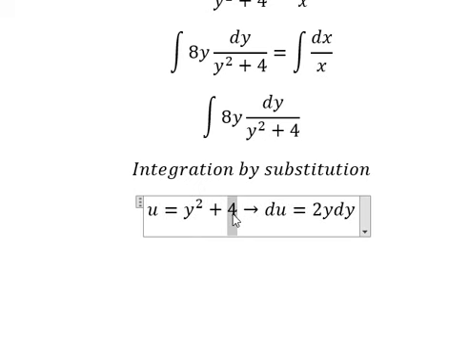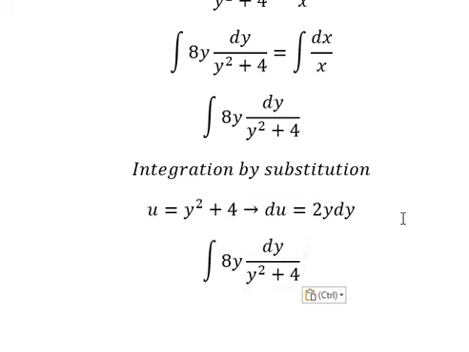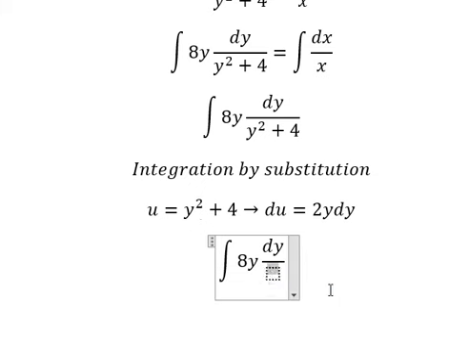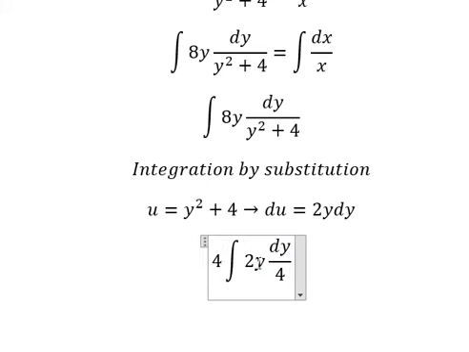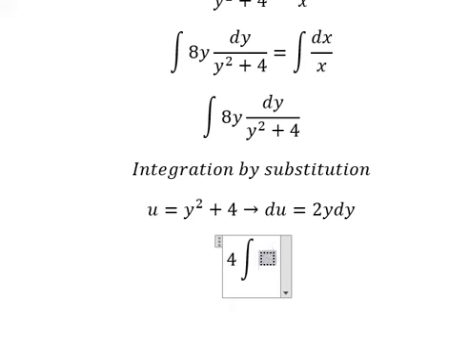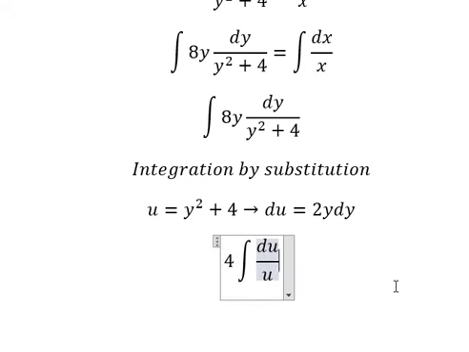This one is a constant, so you get 0. So y squared plus 4 we change to u. 2y dy we change to du. So that should be like this.